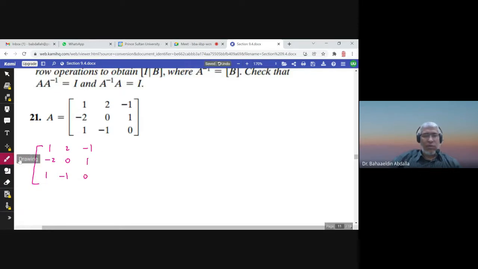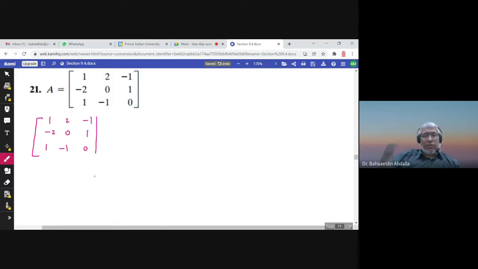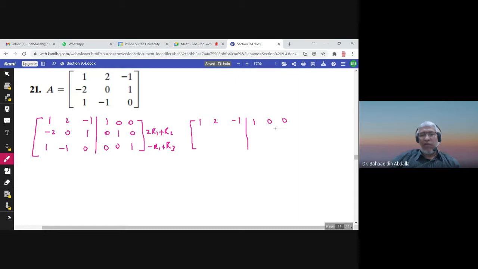Now I put a vertical bar and write the identity matrix. This is 1. Use it to make these two numbers zeros. So 2R1 plus R2 and negative R1 plus R3. Okay. R1 is not changing. And we have zeros here. So these columns are not changing.